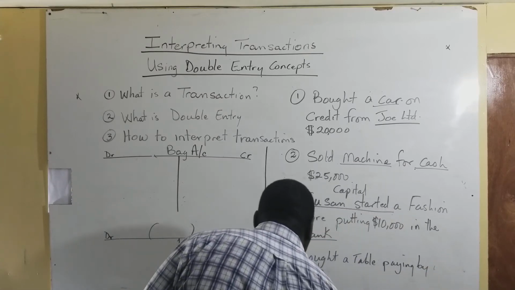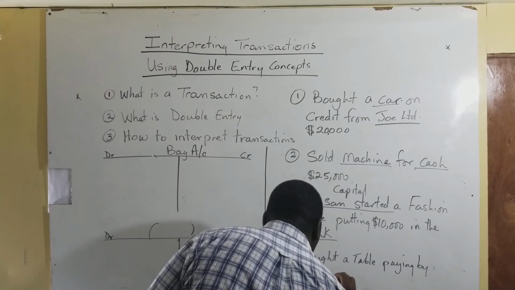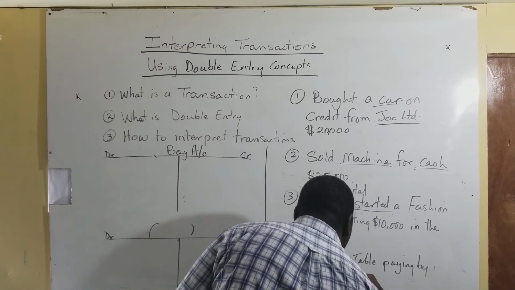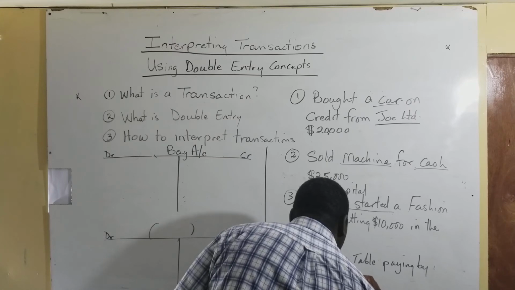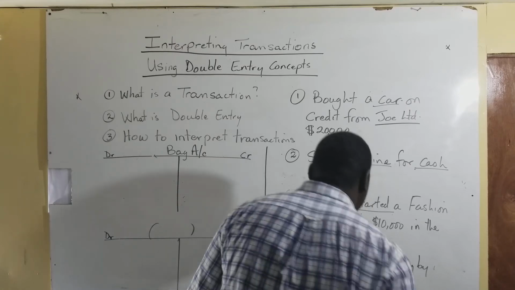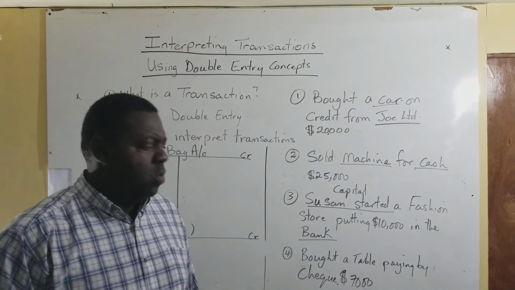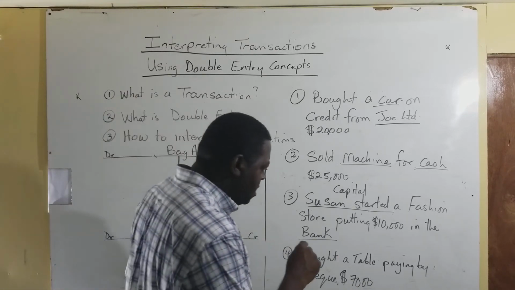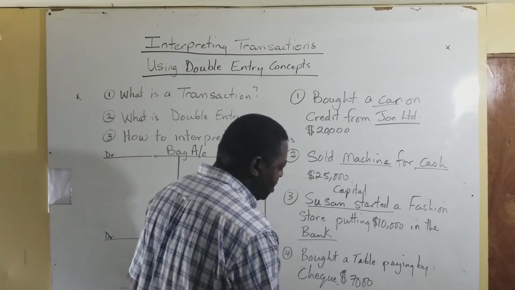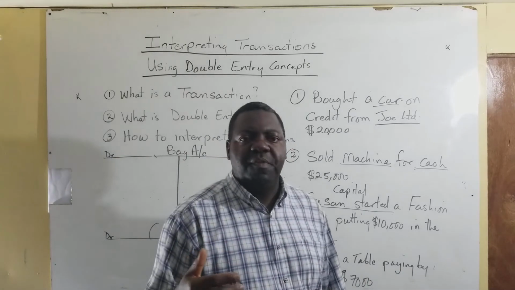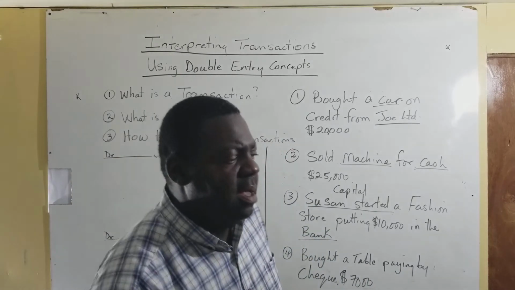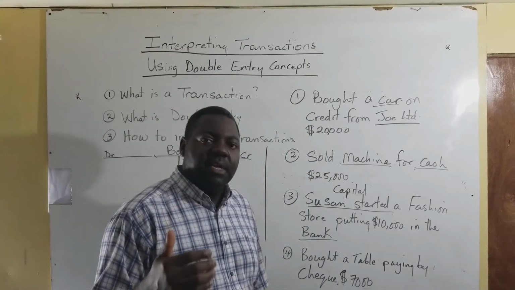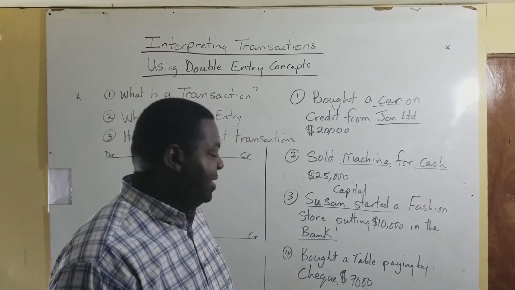Bought a table paying by check. And let's say the amount on the check is $7,000. Now, this transaction is saying we're buying a table paying by check. What are the two accounts affected in this transaction? Again, we said we're always going to be asking ourselves at least 2 questions.